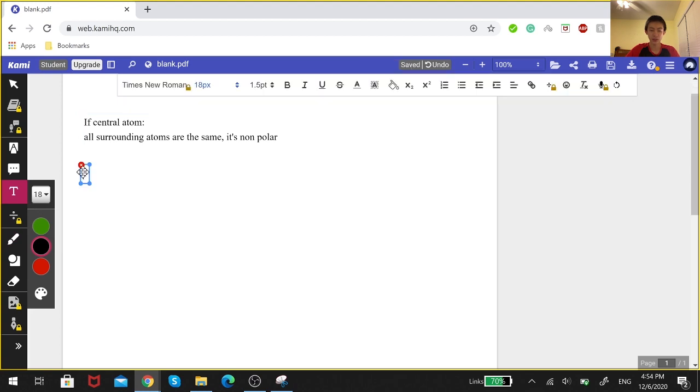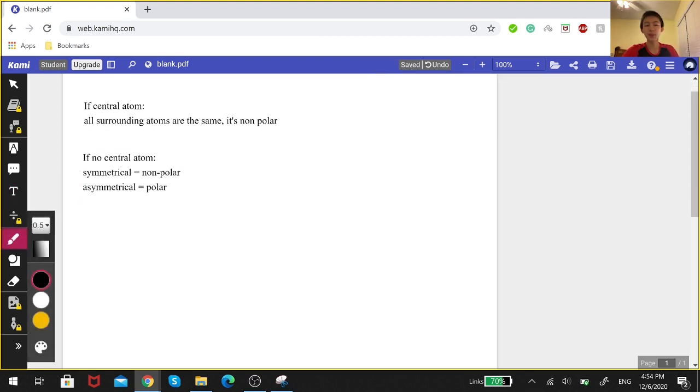Now, the second one: if there is no central atom, symmetrical is nonpolar, and asymmetrical is polar. Alright, these are basically the rules. What I mean by no central atom is, if you have a C and a C, since these are symmetrical, they're obviously nonpolar. Now, if you have something like H and N, you can see that it's not symmetrical. One's H and one's N, so this is polar. And the previous double C one, double O, double everything will be nonpolar.